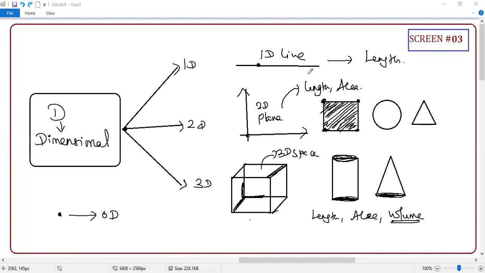Two-dimensional? Breadth is there. Yes, two lengths are there. Now you can call it any name. For me, two lengths are two distances. That's all. In a square, both the lengths are equal. Two axes. That's all.